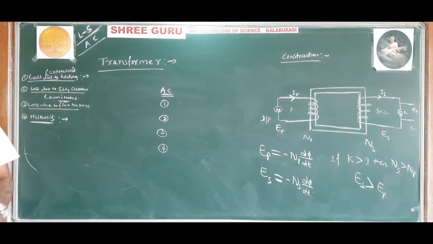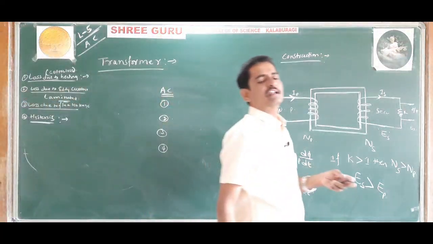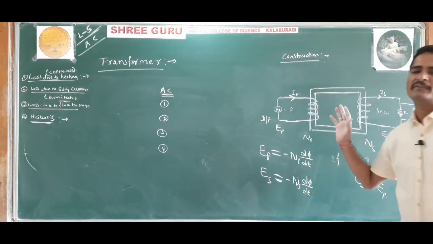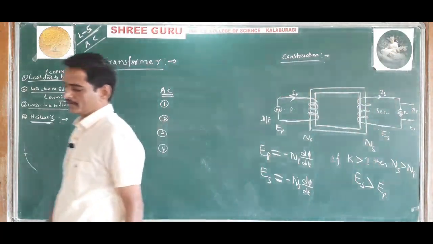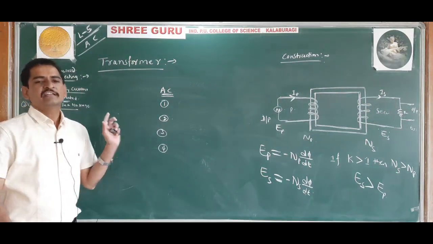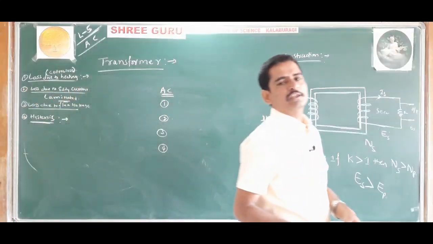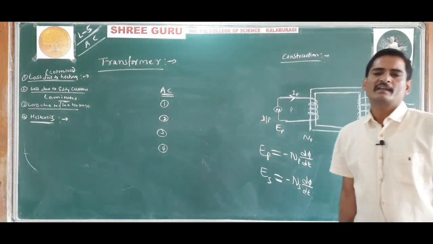Okay. So this completes the theory part of alternating current. This much concept theory is enough. From the next class we will solve numericals on alternating currents. Okay.